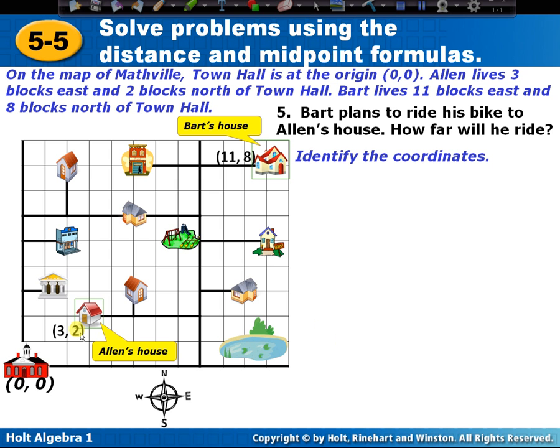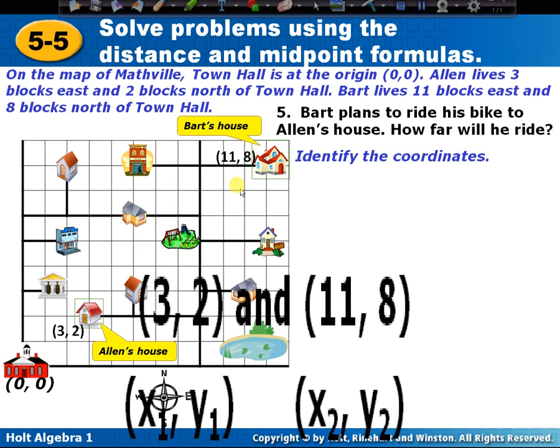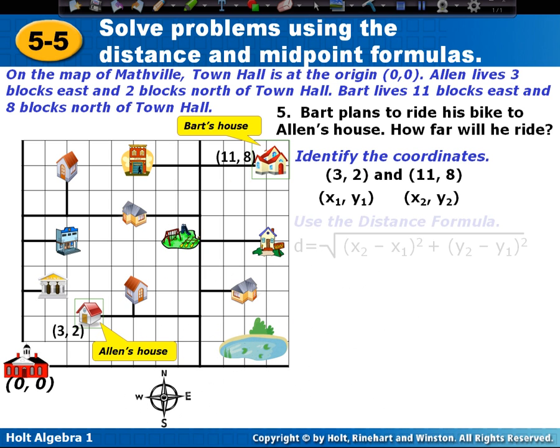Again, identifying the coordinates, and we talked about that earlier, (3, 2) and (11, 8) were our coordinates for this one. So go ahead and write down those coordinates. So again, you should write number 5, and then write these 2 points down, and then label them, and write down your distance formula. You don't have to write this part right here. All right, if you need to pause the video to get the rest of that down, that's fine.